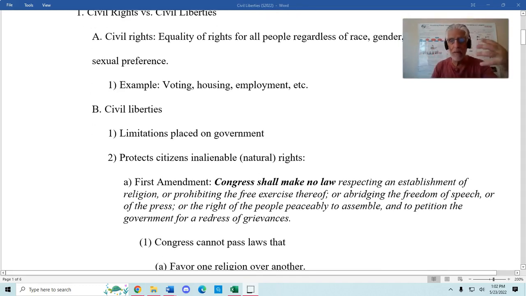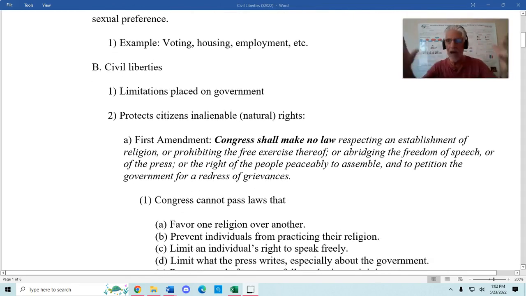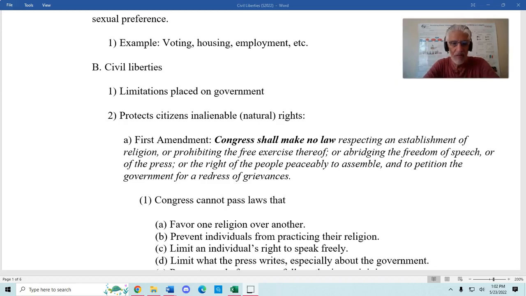The First Amendment essentially codifies, in a way, some of these rights. So what it says in the First Amendment, I'm going to read it to you directly as it is in the First Amendment, and then I will translate it into English. It says, Congress shall make no law respecting an establishment of religion, or prohibiting the free exercise thereof, or abridging the freedom of speech, or of the press, or the right of the people peaceably to assemble and to petition the government for a redress of grievances.